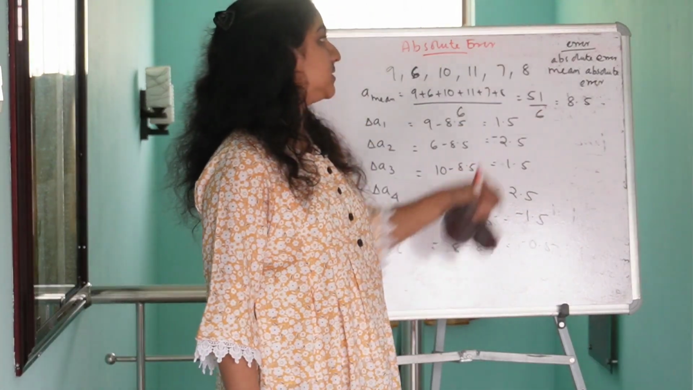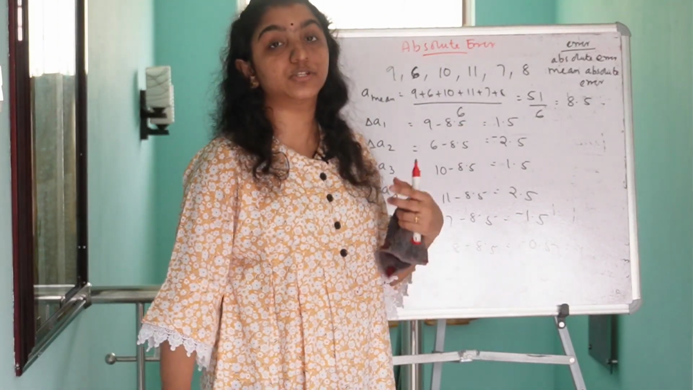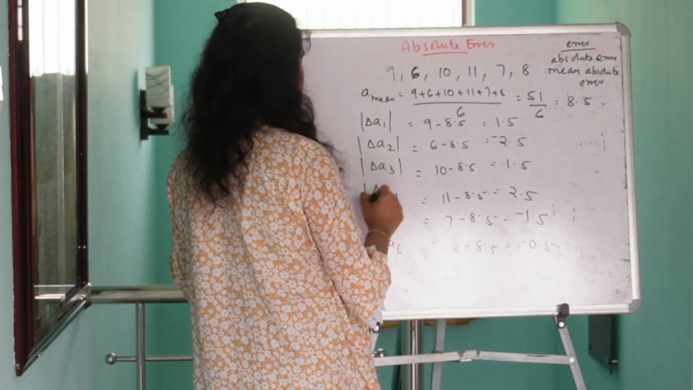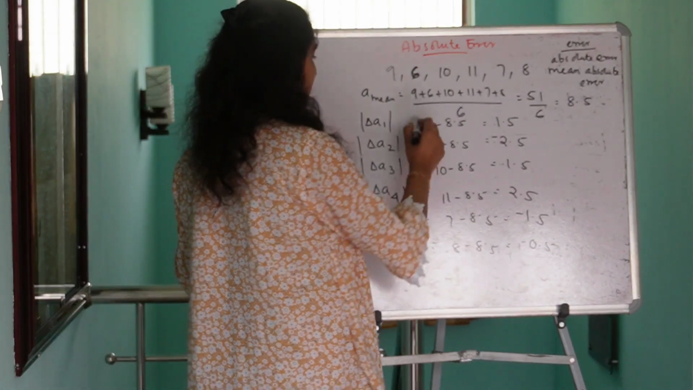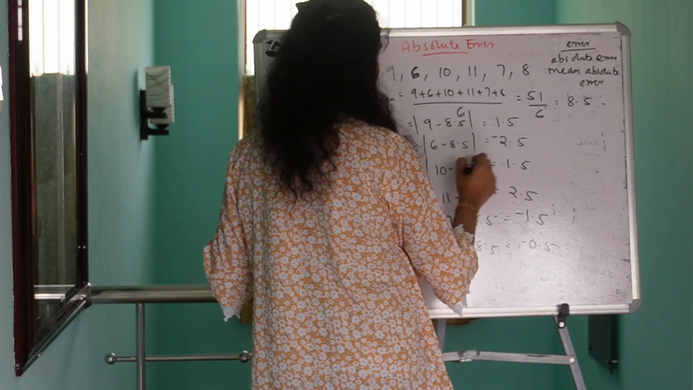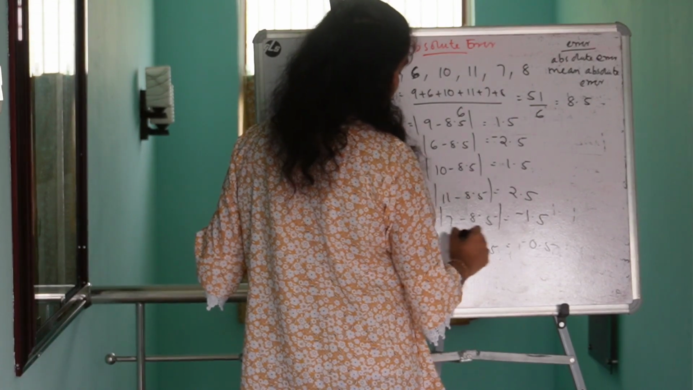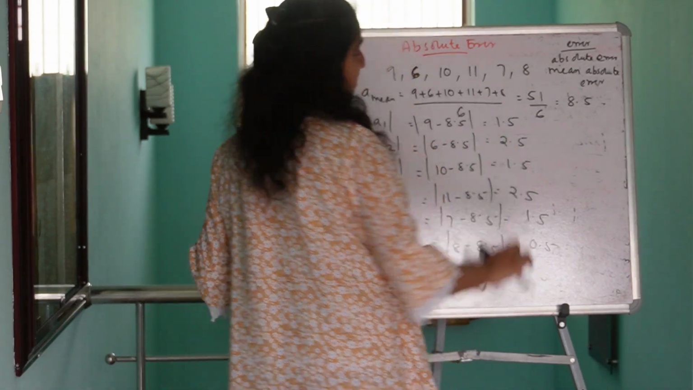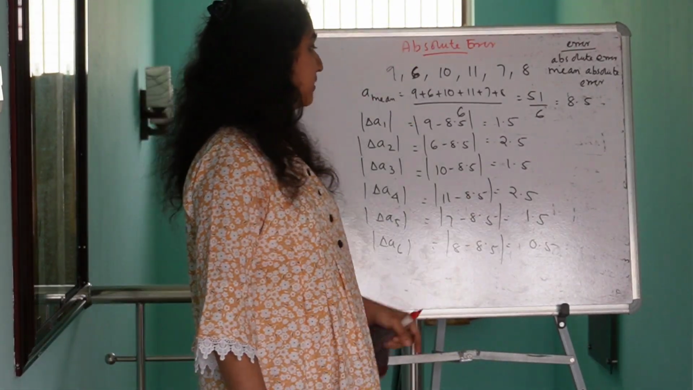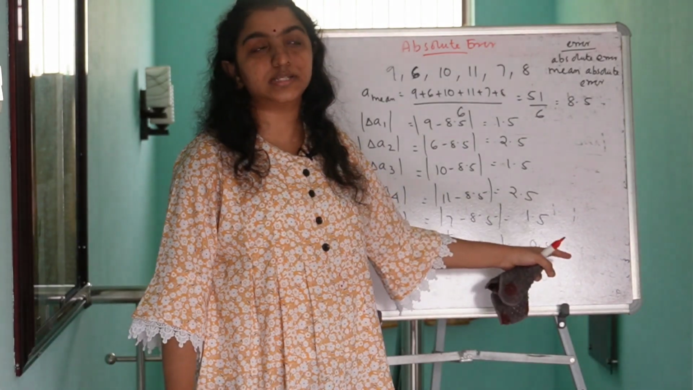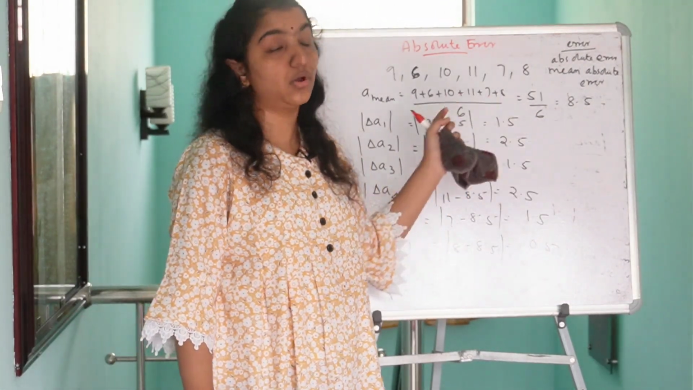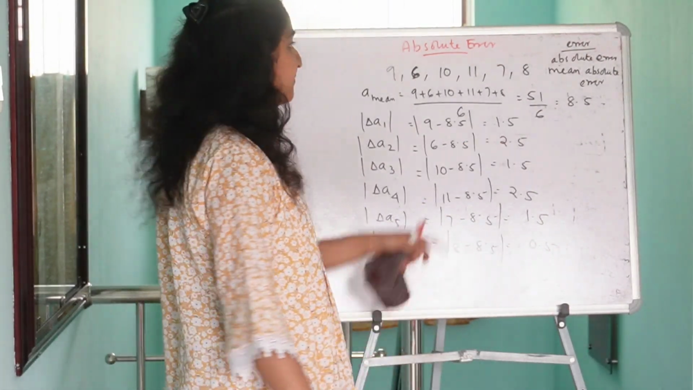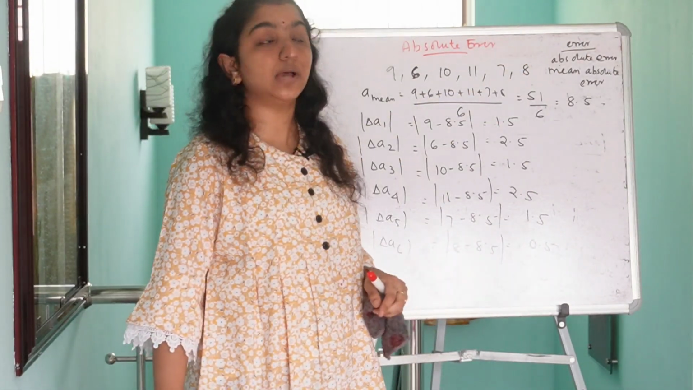Now the next question is to find the absolute error in the individual measurement. So it will be like this, isn't it? Here we have to calculate the magnitude. So while calculating magnitude, we have to consider only the numerical value and not the sign. So all the absolute errors will always be positive. Is it clear? Then I am asked to find mean absolute error.